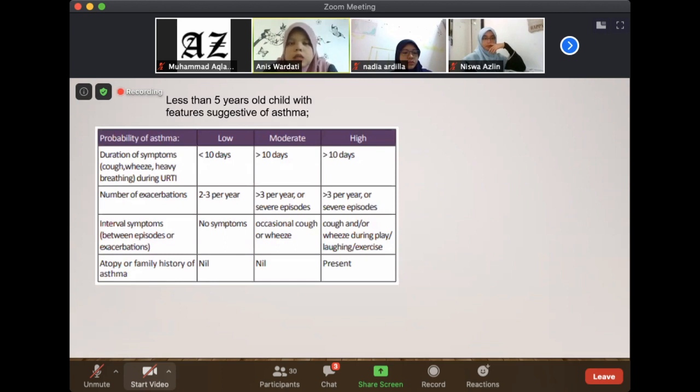So in patients less than 5 years old, we use this approach, which is the probability of asthma in this patient. Based on these characteristics, the duration of symptoms, the number of exacerbations, the interval symptoms, and also the tendency of atopy, you divide them into whether they have higher, moderate or low probability of asthma. If the child has a higher probability of asthma, then probably the doctor will start the patient on a trial of ICS. For moderate, probably the doctor will wait first before starting the medication. And for the patient with low risk, the doctor needs to rule out other diagnoses compared to asthma.